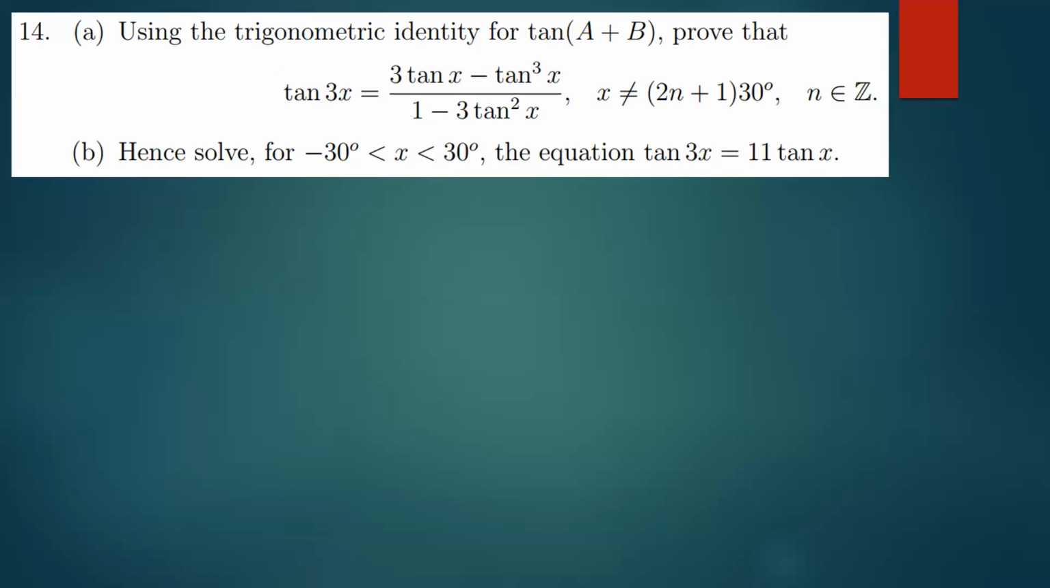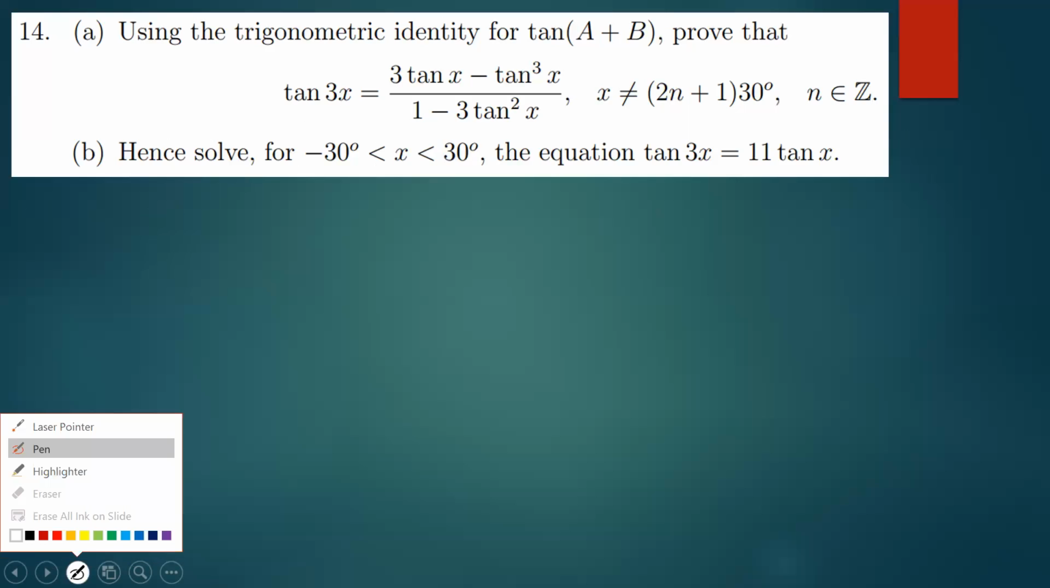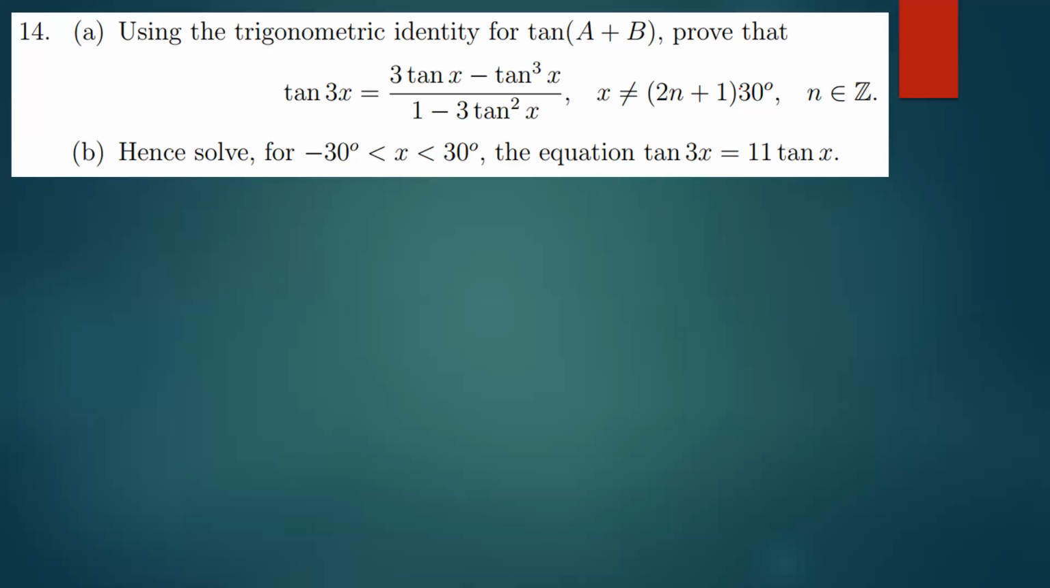Okay, so we proceed. Let's solve this one as fast as we can, so that next time when we meet, we just begin a new tutorial sheet. So the first one here is tan 3x. The first thing you need to know here is the trigonometric compound angle formula for tan(a + b).